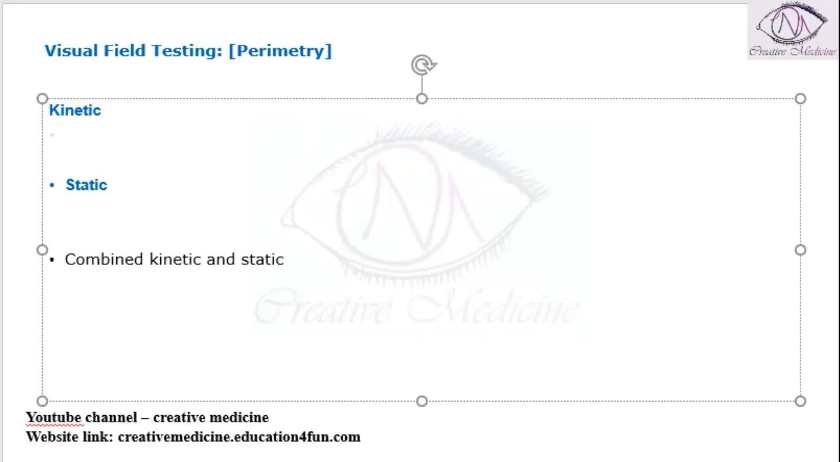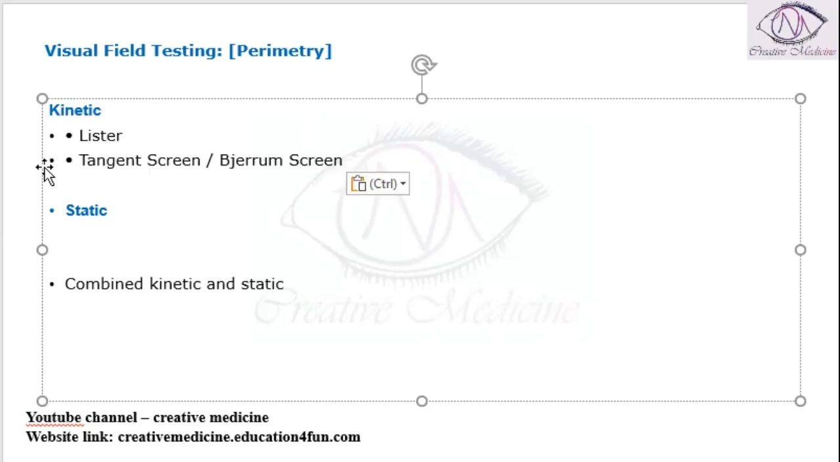Kinetic type of visual field testing is done by two methods. One, we have Lister's method. Second, we have tangent method or Bjerrum's screen. So these both are the kinetic methods.